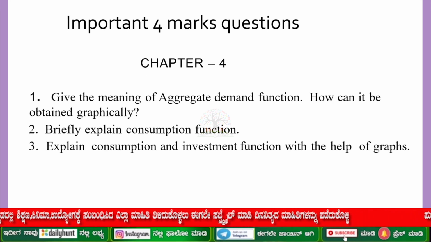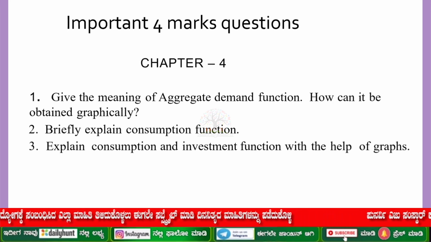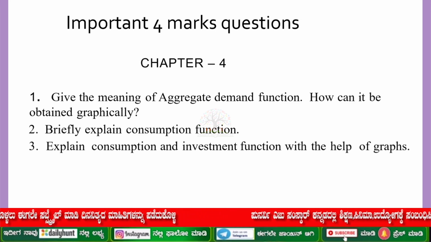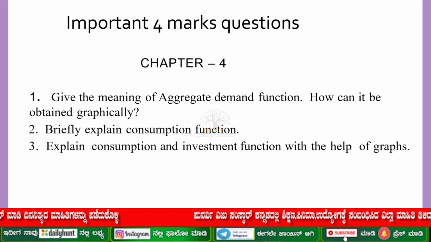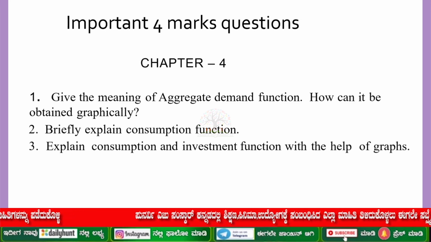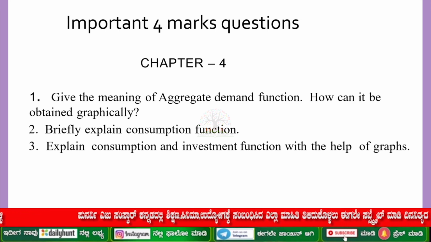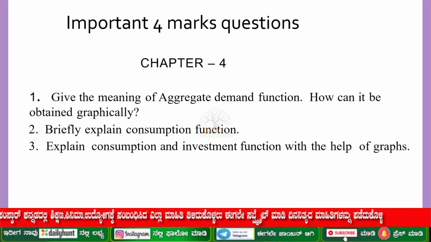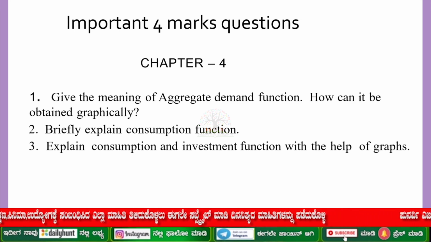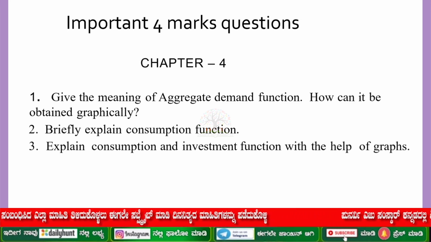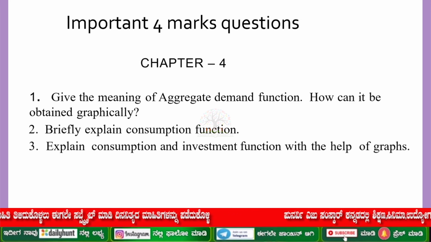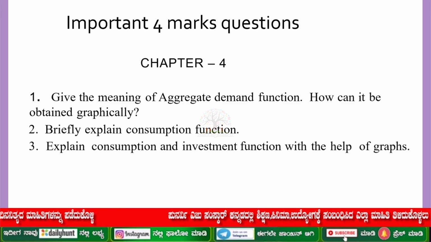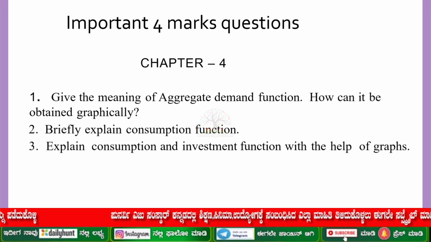Then 4th chapter, determination of income and output. From this chapter, you can expect one 4 mark question. So there are 3 important questions: give the meaning of aggregate demand function, how can it be obtained graphically, explain consumption function, then explain consumption and investment function with the help of a graph. So from this chapter you can expect one question.